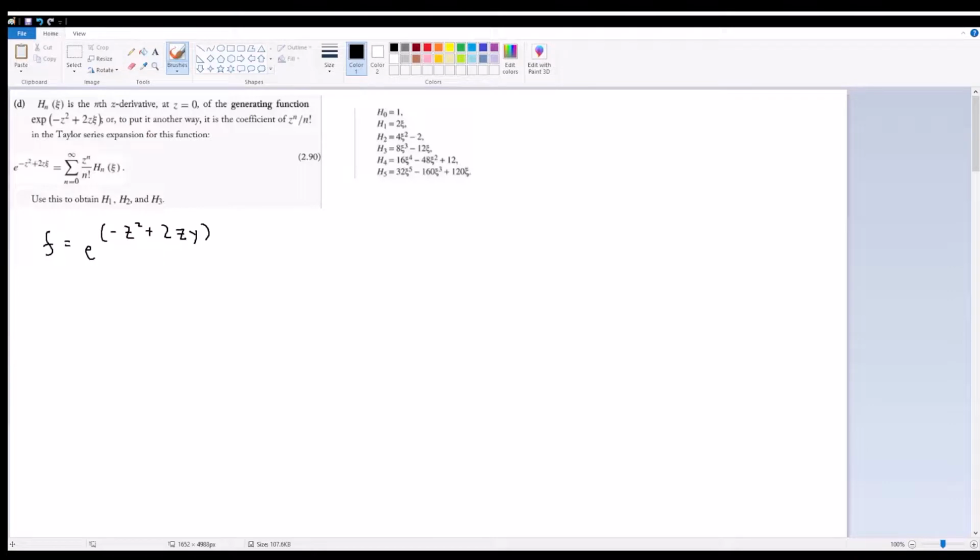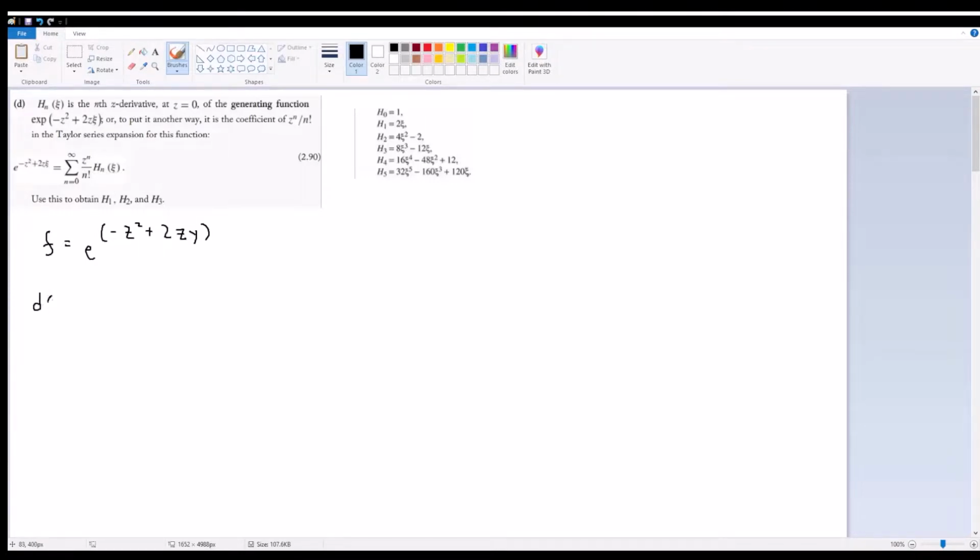Now we have part D, which is probably the most painful one on this list. We're given a generating function, f equals e to the power of negative z squared plus 2zy, and we're told that the nth Hermite polynomial is equivalent to the nth derivative of this term. So our job is to differentiate this 1, 2, and then 3 times respectively in order to find the corresponding Hermite polynomial by plugging in z equals 0. So let's do that, starting with H1.